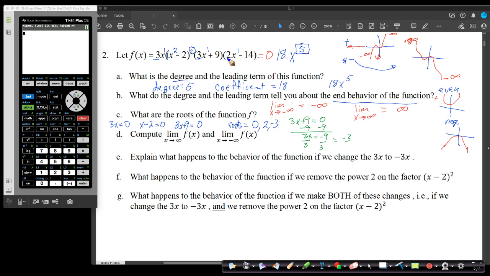And then the last one we're going to get from here, 2x minus 14 equals 0. So we add 14 to both sides. You get 2x equals positive 14. Divide by 2, you're going to get x equals 7. So we get another one here at 7. So these are the roots of the function.